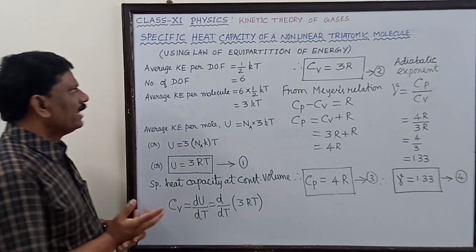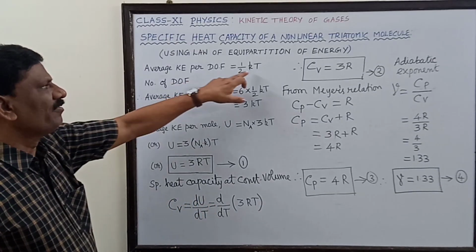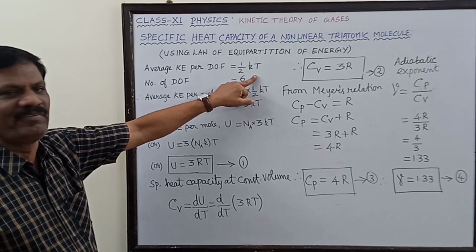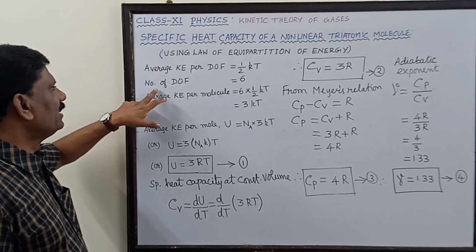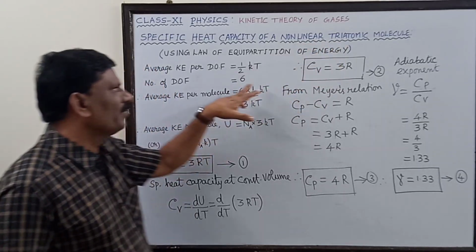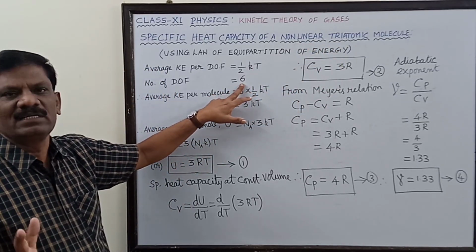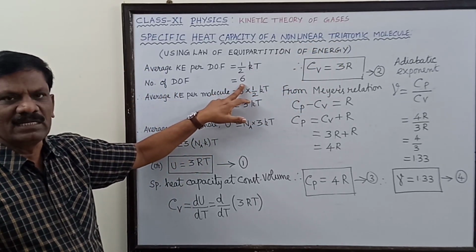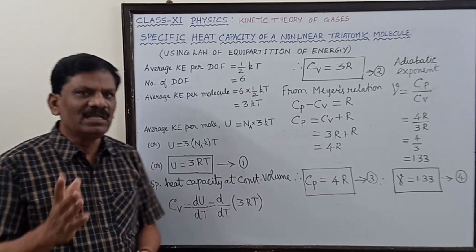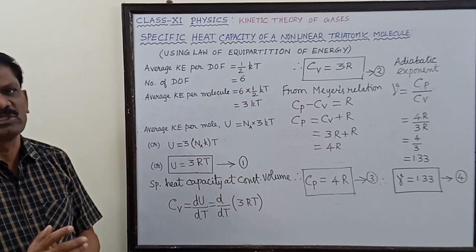Now, the average kinetic energy per degree of freedom is as usual half kT for any molecule, is it not? For each degree of freedom it is half kT. And here the number of degrees of freedom for a non-linear triatomic molecule is equal to 6. So in what way is it 6? 3 due to the translatory motion and 3 due to the rotational motion.